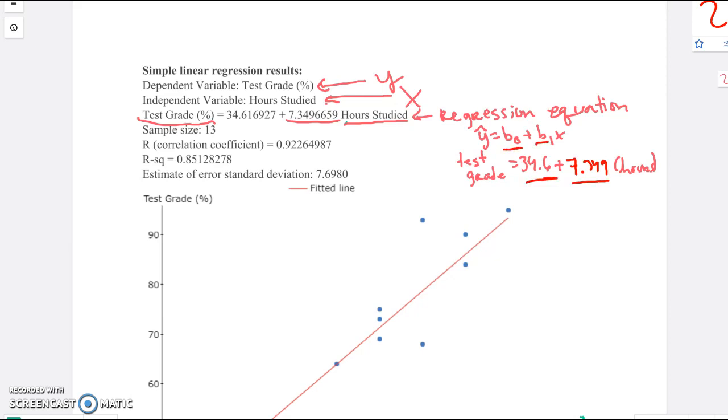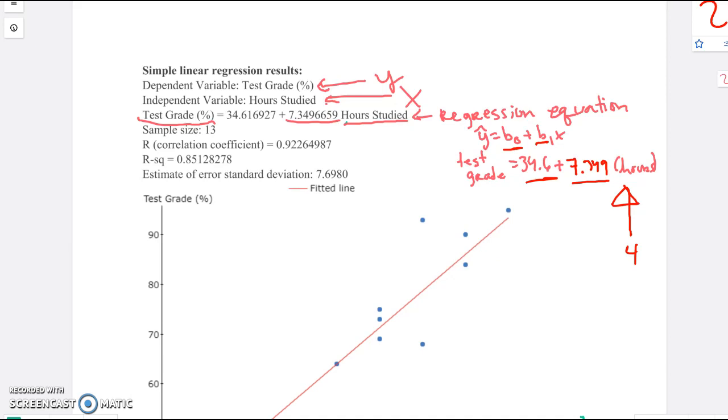So if I want to predict, let's say I studied for 4 hours, what will my grade be? In that case, I will just plug in 4 here, multiply it by 7.349, and then add it to 34.6. That's what I'm going to do.